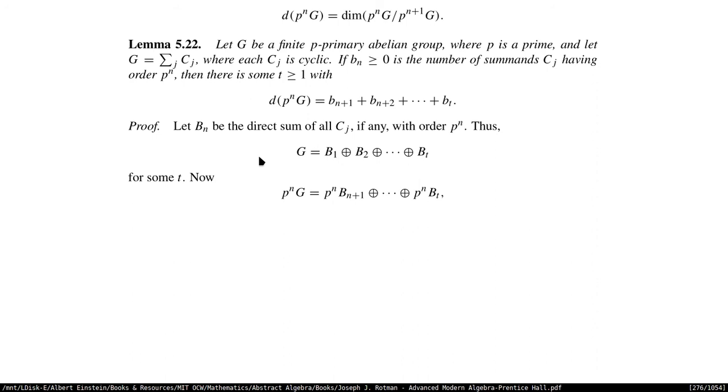G is a sum of these cyclic groups. Okay. Now the number of cyclic groups that have order P to the n are Bn. Okay. Now, if that's the case, then you have some non-zero T such that the dimension of P to the NG is equal to Bn plus 1 plus Bn plus 2 up until Bt. So you can just have the number of summands that have order P to the n, and from there you'll be able to calculate the dimension of P to the NG. That sounds cool.